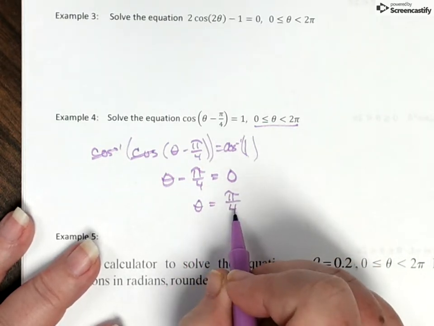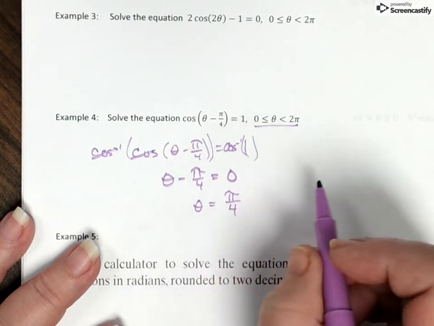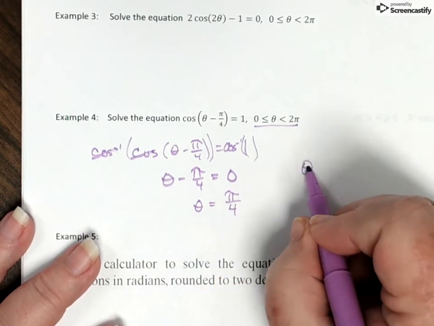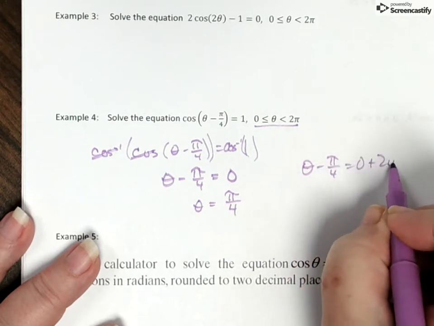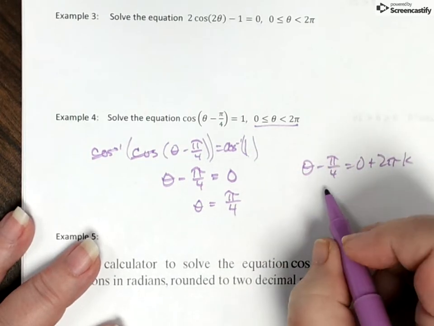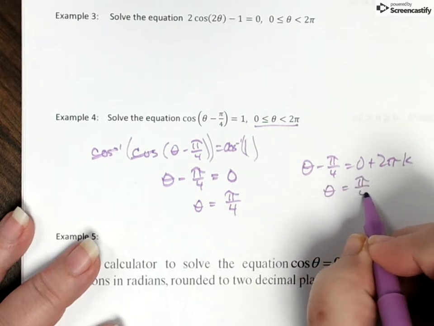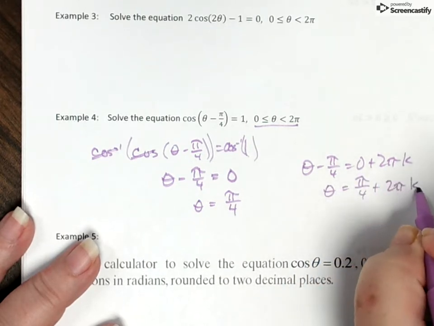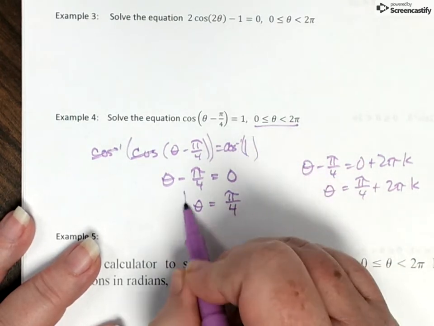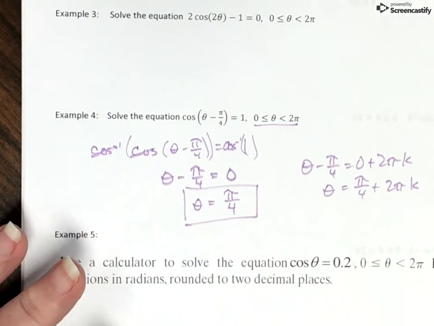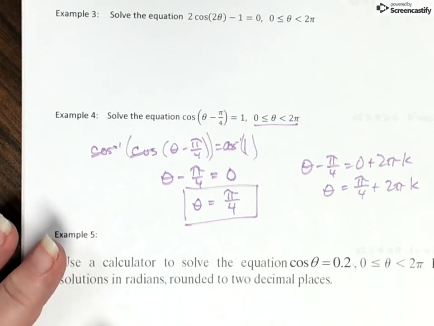If I added 2 pi to that to find another answer, because we know that the general formula, let me go ahead and write it, the general formula would be 0 plus 2 pi k. We add pi over 4, that would be theta equals pi over 4 plus 2 pi k. If I add 2 pi, I'm leaving where I'm allowed to have my answers. So this particular problem had one single answer at pi over 4.